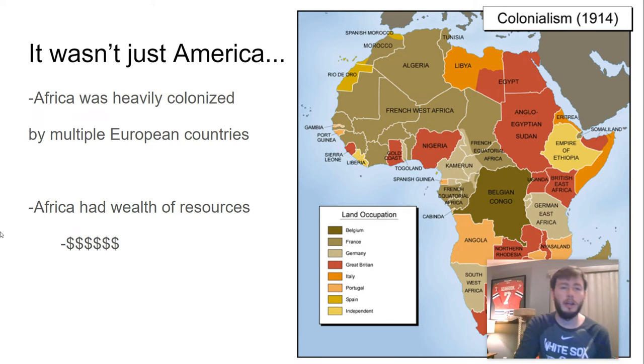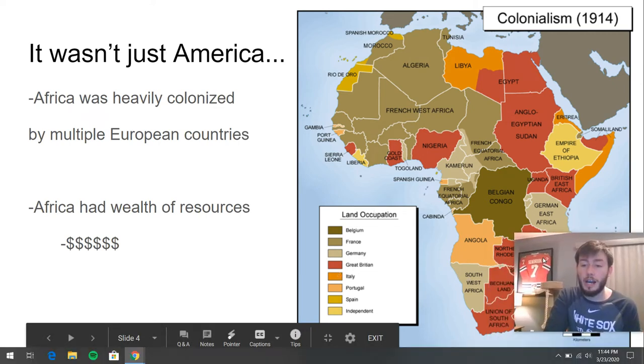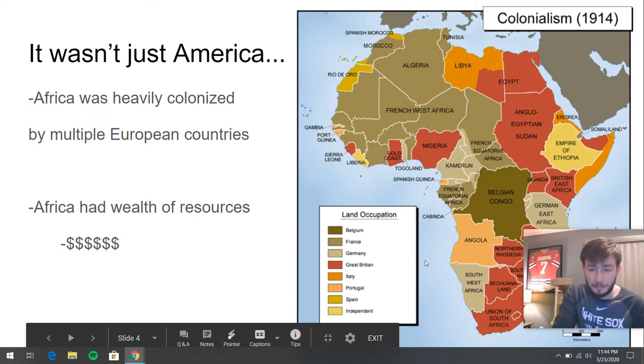Okay, there we go. So it wasn't just America. We're talking about Africa. Africa was heavily colonized by Europeans. Specifically, there were seven European countries that went to Africa and colonized it. You can see on this map the different countries that actually occupied parts of Africa.